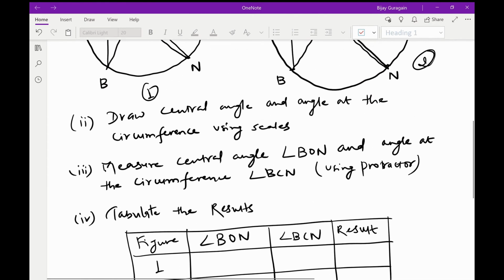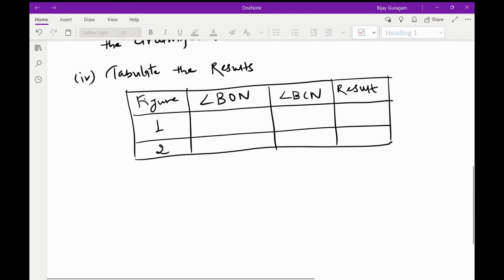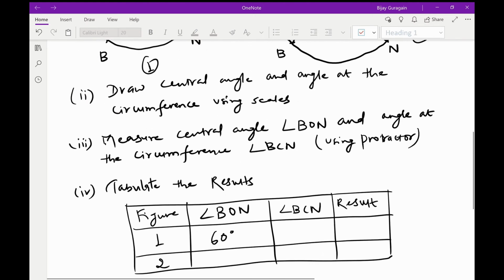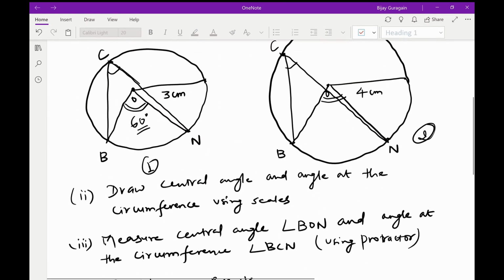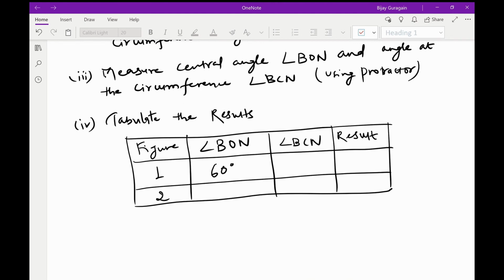Now in figure 1, you can use protractor to measure the angle BON. Whenever you use protractor and measure the angle, let's say you got angle as 60 degree. This you have to obtain using protractor, angle BON. So angle BON is 60 degree, and angle BCN, whenever you use protractor, it should come 30 degree exactly. If your measurements and scales are correct, you will get 30 degree as angle BCN in first.